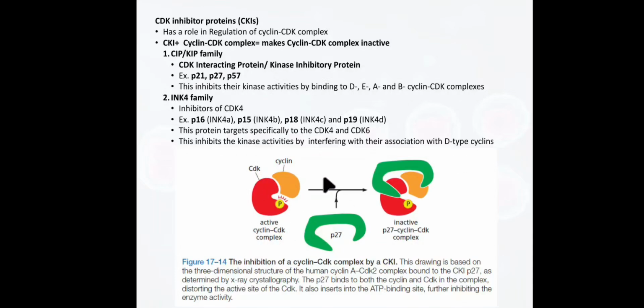Here you can see active cyclin-CDK complex is there. P27 is an example for CIP-KIP family of CKI. So when P27 binds with this complex, it makes the cyclin-CDK complex inactive.